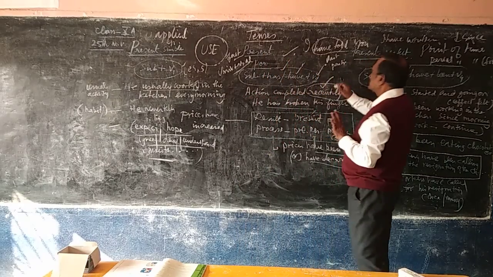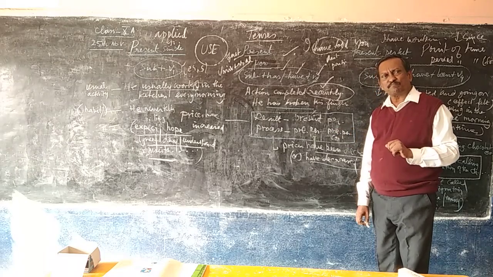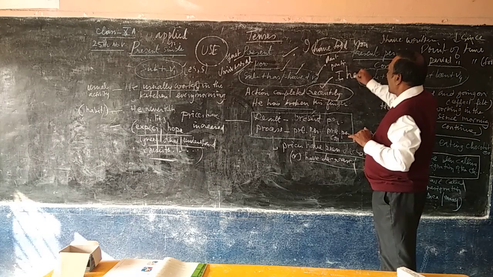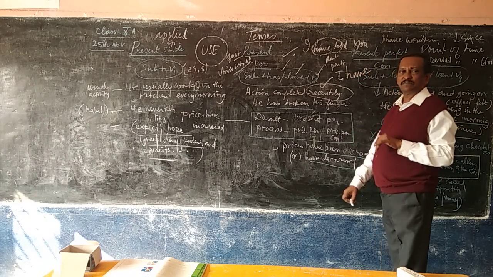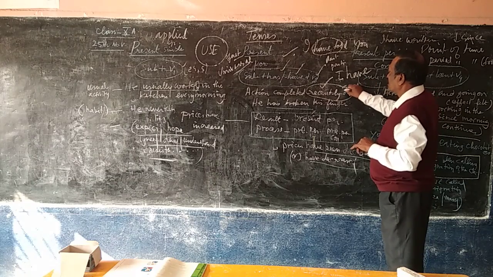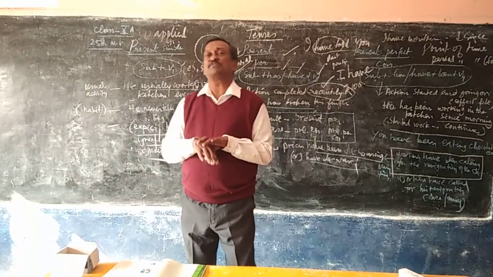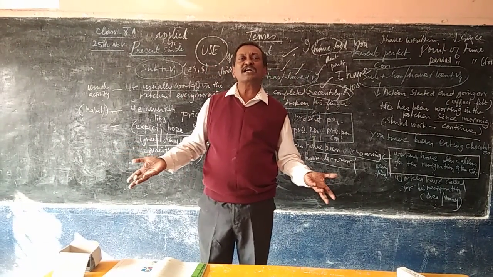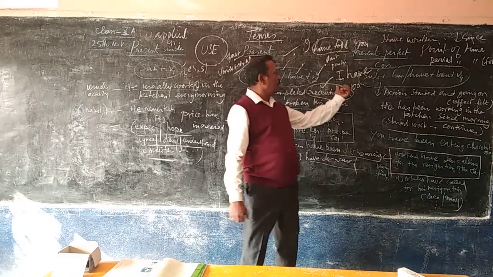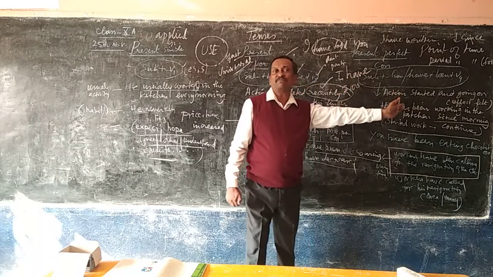Sometimes you see, this have or has can play the role of a main verb. How? Look at this. I have 100 rupees with me. Where is the main verb here? Which is the main verb? Have is the main verb, because there isn't any other verb accompanying that have.